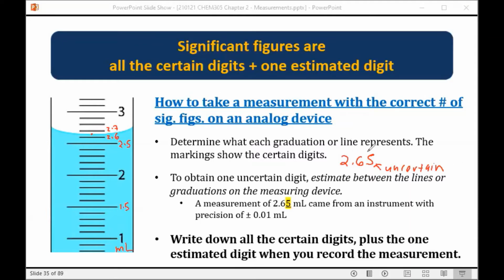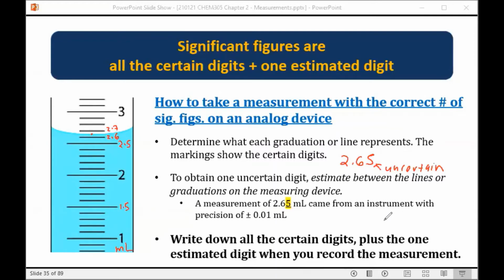So if we count up how many sig figs we have in this measurement, we have all the certain digits, the 2 and the 6, plus that one uncertain digit equals 3 sig figs total. And it's important to write down all of these, even if the last digit is a 0. This is where students most often get marked down on the first lab: if your last reading is a 0, it still needs to be written down, because if you drop off the last 0, it makes it look like your estimated digit was in the tenths place instead of the hundredths place.